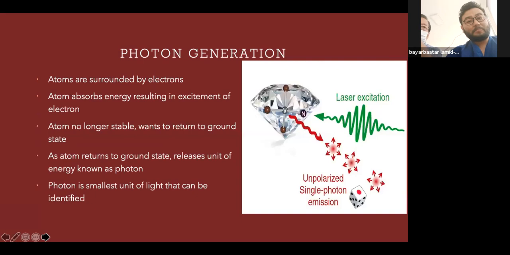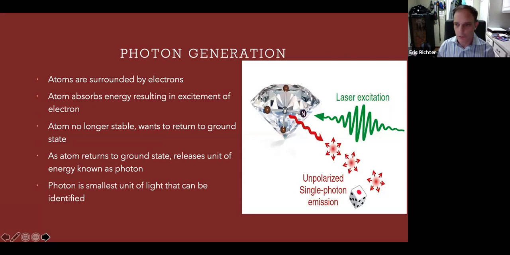So this is essentially a picture. As I said in the earlier slide, an atom, which is the basic element essentially, is surrounded by electrons. When an atom absorbs energy, it results in excitation of electrons. In that case, the atom is no longer stable. The atom naturally wants to return to a stable state, to its ground state. And when an atom does so, it releases energy. That energy that it releases is the photon, and that's the basic unit of light.